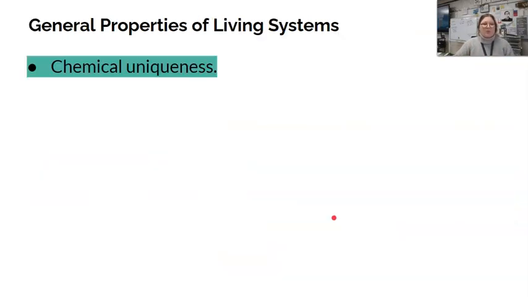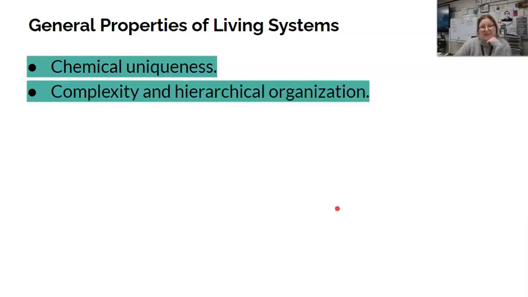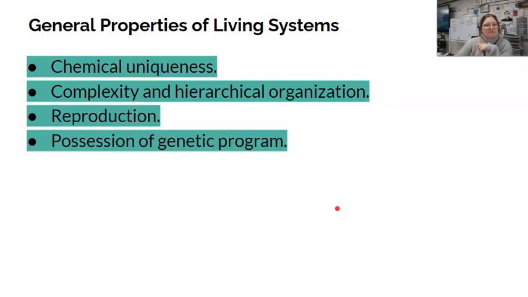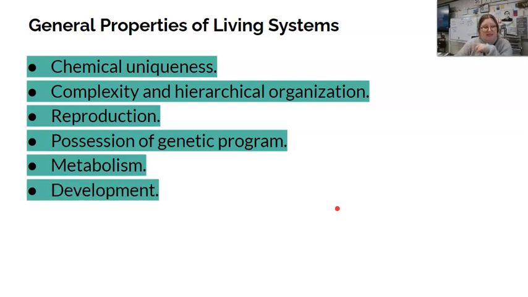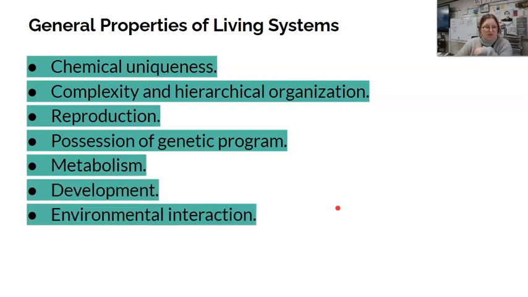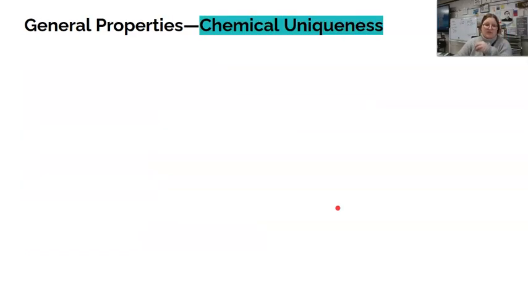We're going to go over the general properties of living systems. One, chemical uniqueness. Two, complexity and hierarchical organization, which is one of my least favorite words. Then reproduction, possession of a genetic program, metabolism, development, environmental interaction, and movement. We're going to look at each one of these characteristics individually.